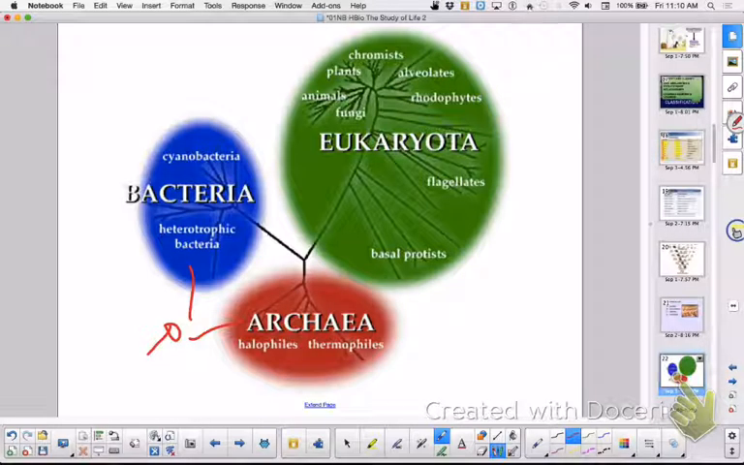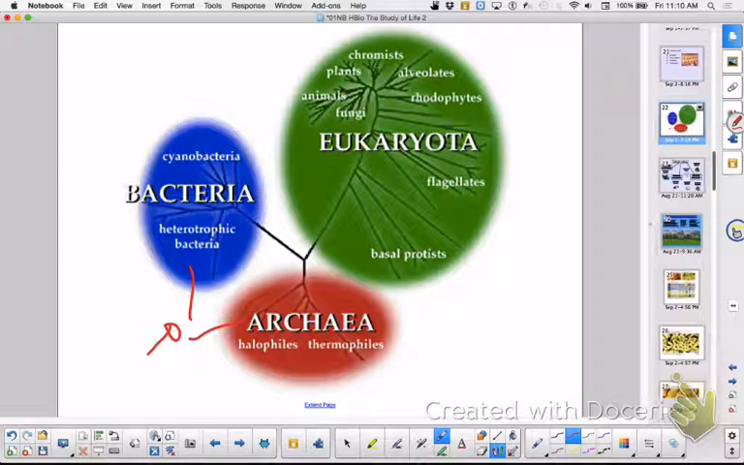There are whole categories of autotrophs. You can be a plant and an autotroph. You can be a bacteria and an autotroph. You can be a protist and an autotroph. Okay, so plants are autotrophs, fungi are absorptive heterotrophs, and animals are ingestive heterotrophs, and they are multicellular.